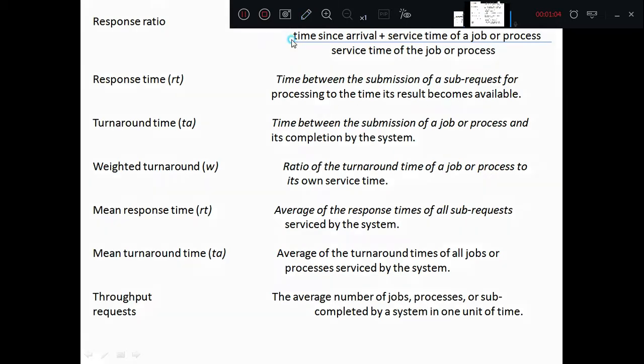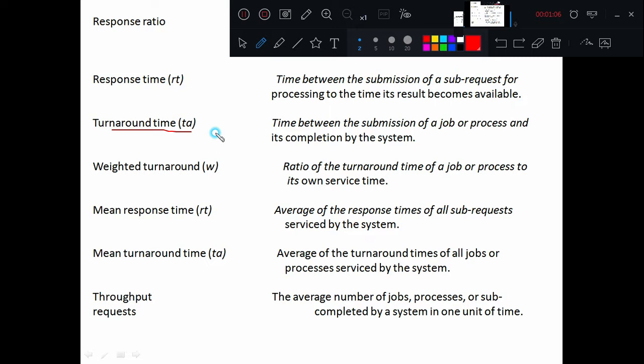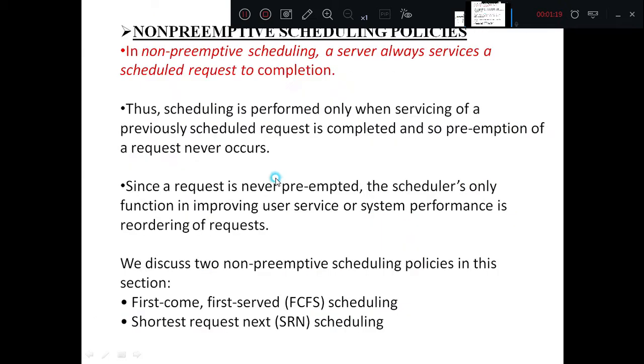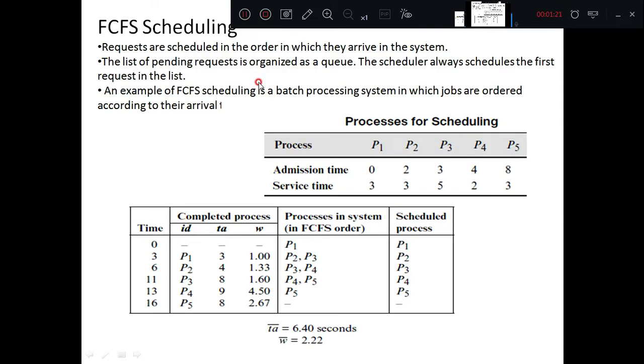So just see here, what is turnaround time? Turnaround time is the time between the submission of a job or a process and its completion by the system, right? So the time between submission of a job and completion of that particular job. Okay, now we will go here.